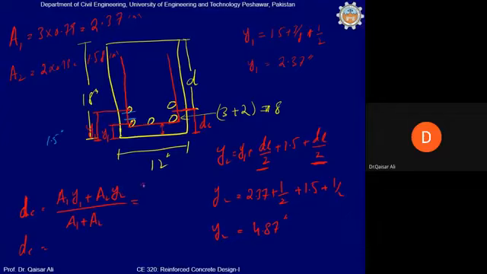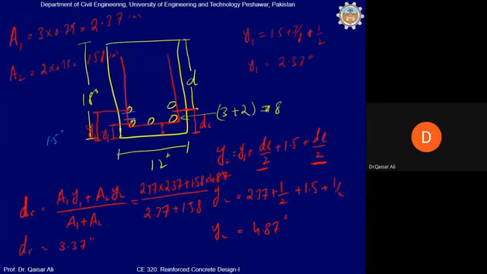A1 you have is 2.37 multiplied by y1 which is also 2.37, plus A2 is 1.58 multiplied by 4.87, and divide by A1 plus A2, so this is 2.37 plus 1.58. What is the value of DC? This is coming 3.37 inches.